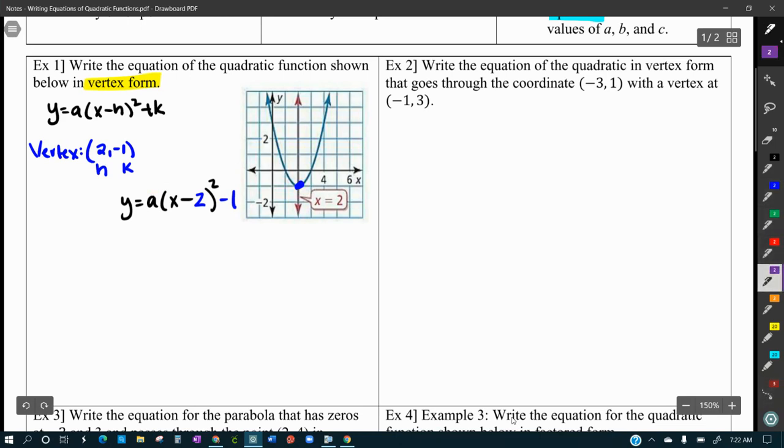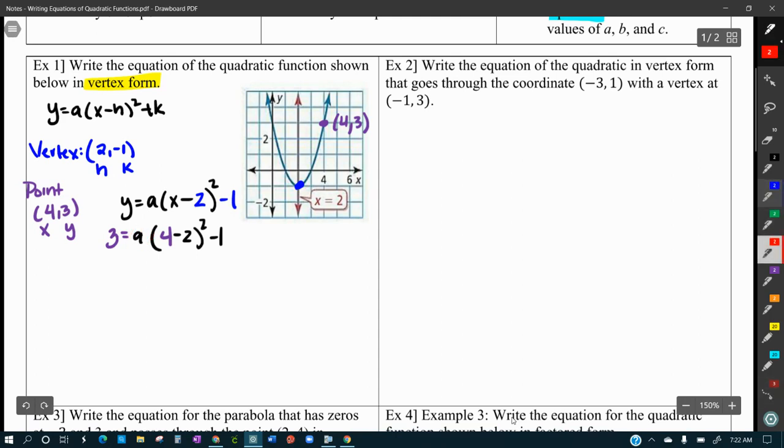So I'm going to pick any point on this parabola. So I'm going to pick this point up here at 4, 3. I'm going to pick that coordinate. So my random point is 4, 3. So the x is a 4 and the y is a 3. When I substitute these in as well, I'm going to be able to have only a single variable left over. And then x is a 4 minus 2 squared minus 1. And so now with the vertex and a random coordinate, I have only one variable, and now I can solve this equation for a.